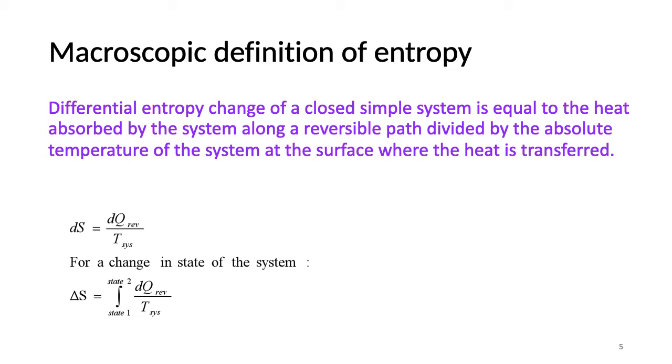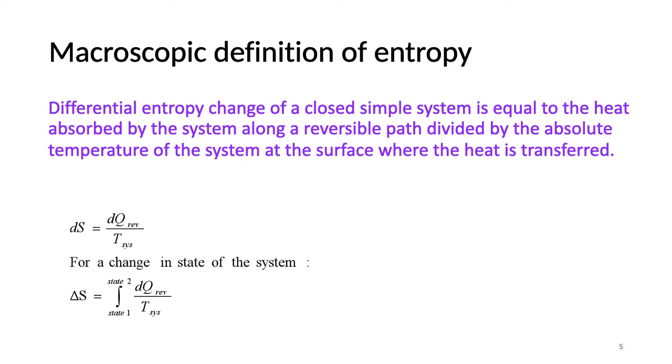Differential entropy change of a closed simple system is equal to the heat absorbed by the system along a reversible path divided by the absolute temperature of the system at the surface where the heat is transferred. A closed simple system is a system that has no internal temperature gradients, no composition gradients, no internal rigid, adiabatic or impermeable walls.